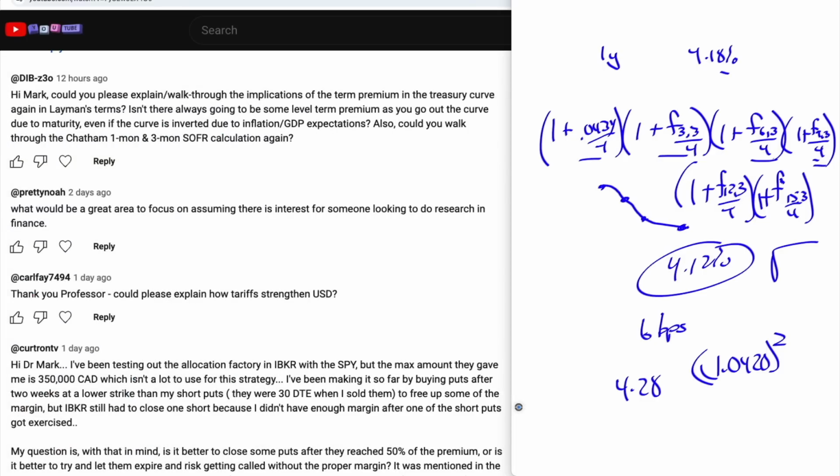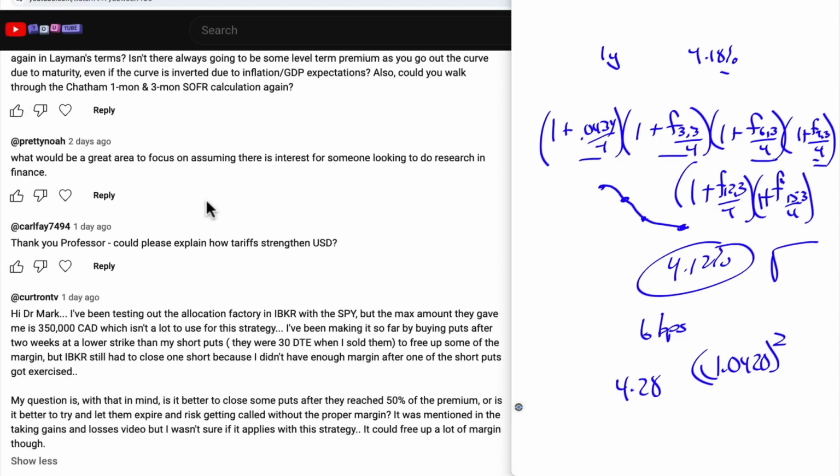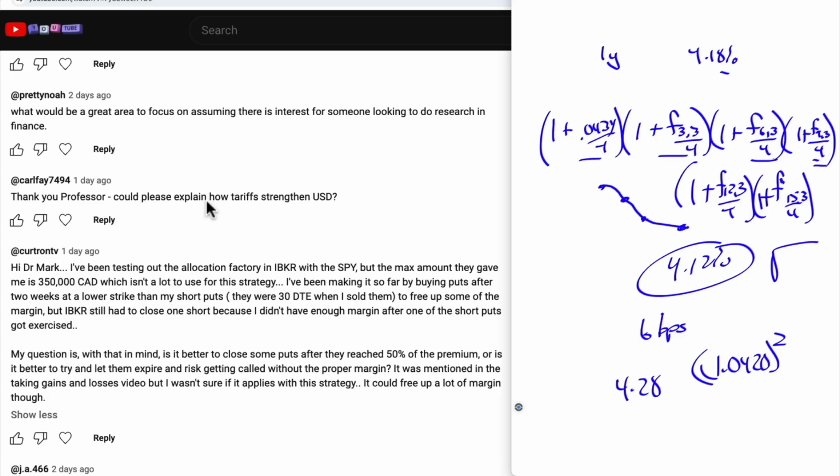What would be a great area to focus on, assuming there is interest, for someone looking to do research in finance? As somebody who has done a PhD and has engaged in some research, I can give you some really good advice for this. Do what interests you, because research is about detail. It's about minutia. It can be excruciatingly boring if you're not interested in what you're researching. And I mean excruciatingly boring. You will start drinking. Out of sheer boredom, you're going to start drinking. So you better be interested in what you're researching.